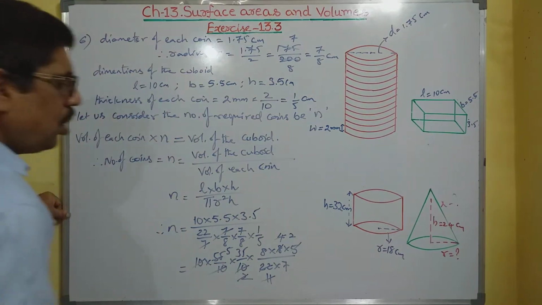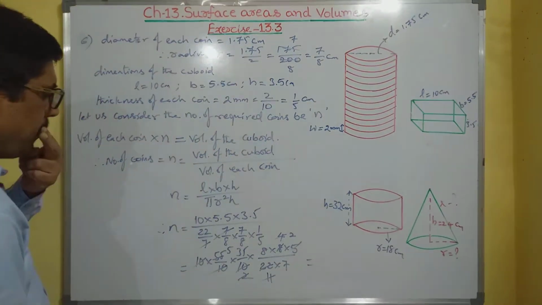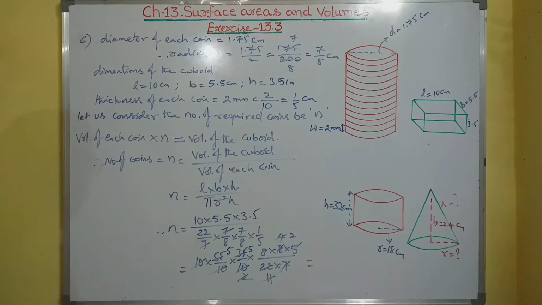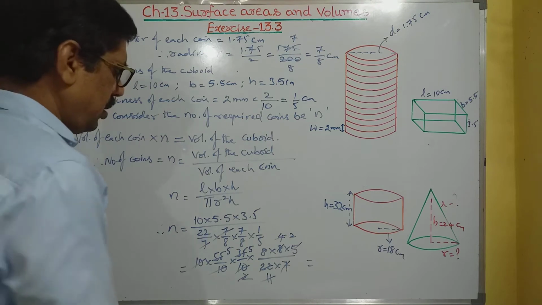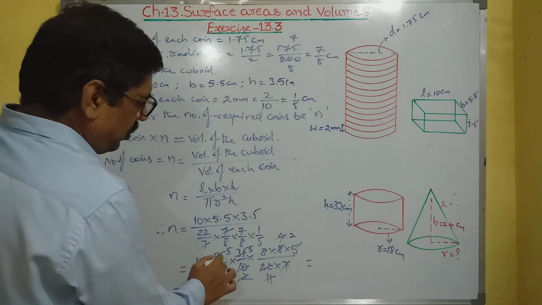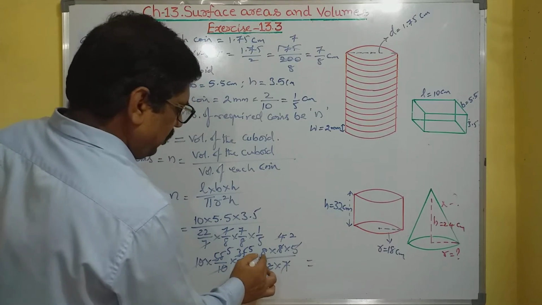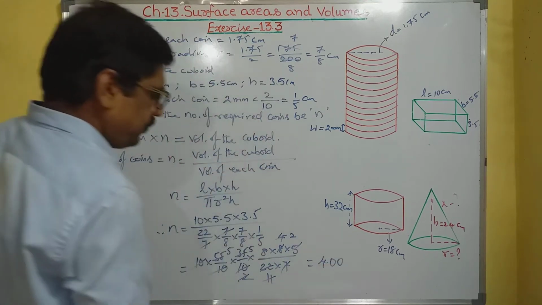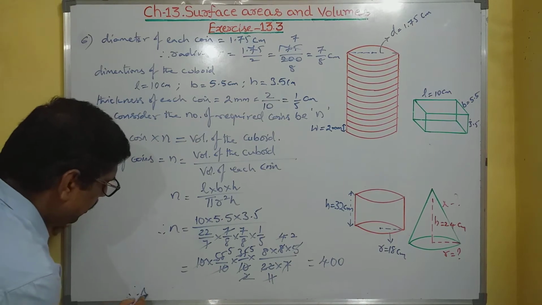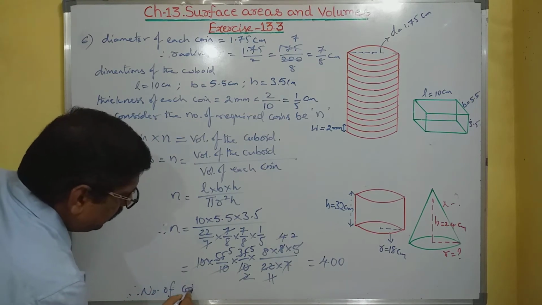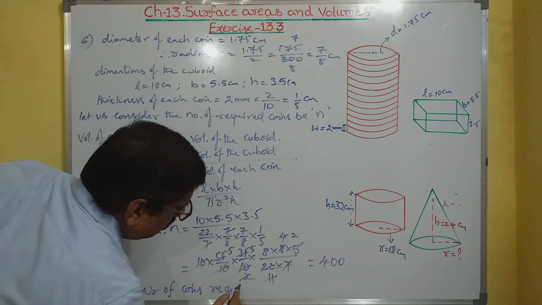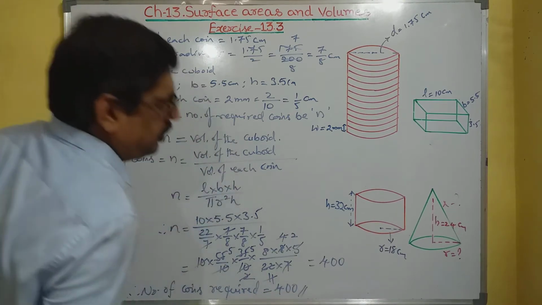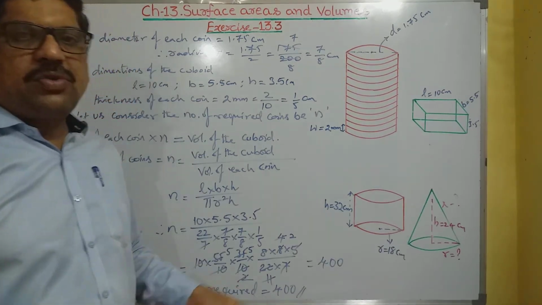So let us write all the numbers left over. Here still we have 7 5's. Please observe carefully. You have to do on yourself. Don't confuse yourself. 5 5's 25, 25 8's 200, 200 2's 400. Therefore, number of coins required is equal to 400. Okay, did you understand? Please copy this problem.